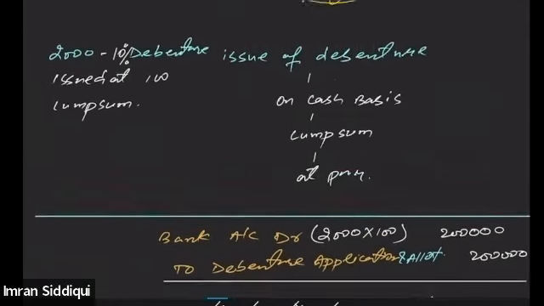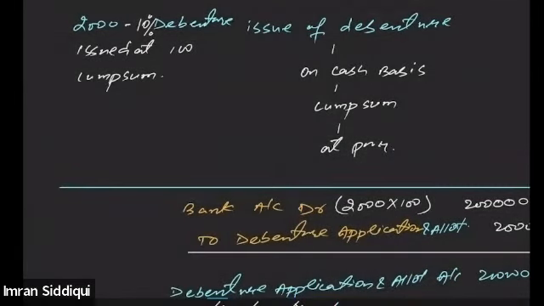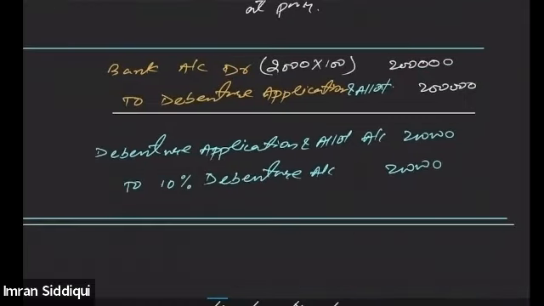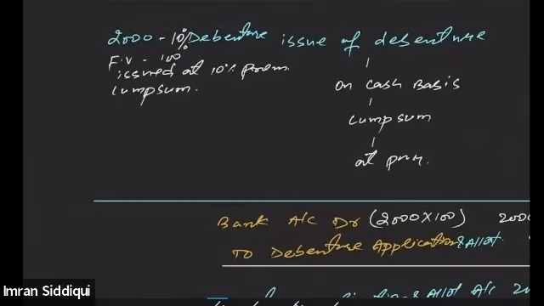This is when the debenture has been included back. But the debenture can also be issued on premium. For example, 2,000 10% debentures are being issued, having a face value of 100 rupees, issued at 10% premium. In that case, what will be the general entry? The general entry will be for the application amount received. Because 10% premium is there, and face value is 100, 10% premium means 10 rupees is premium.